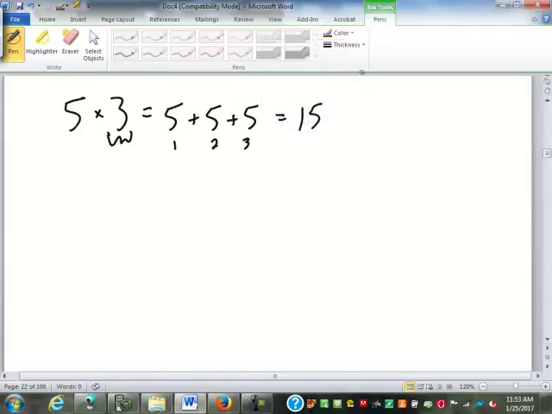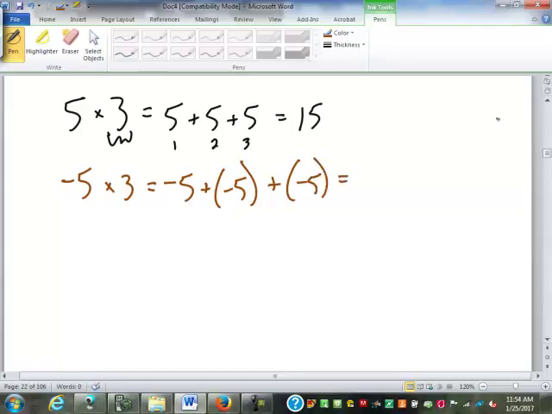So with that definition in mind, negative 5 times 3 makes perfect sense. That's negative 5 plus negative 5 plus negative 5. So from 0 to negative 5, negative 5, negative 5, which is negative 15. Very good.